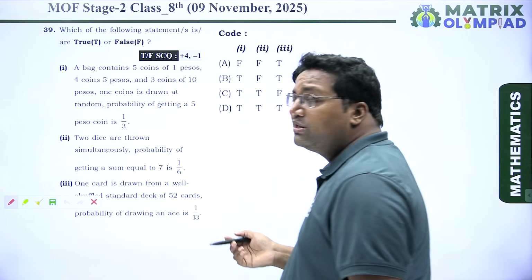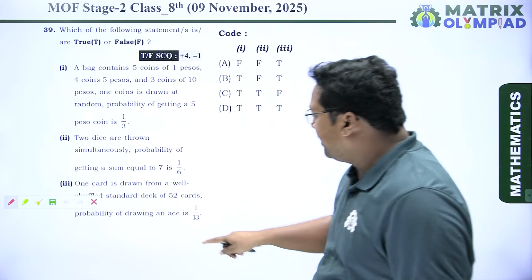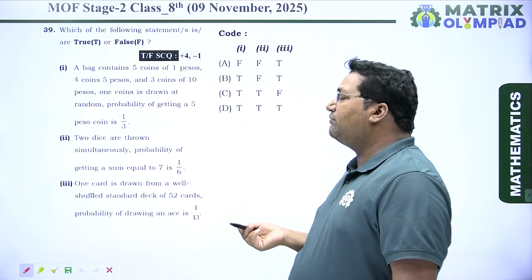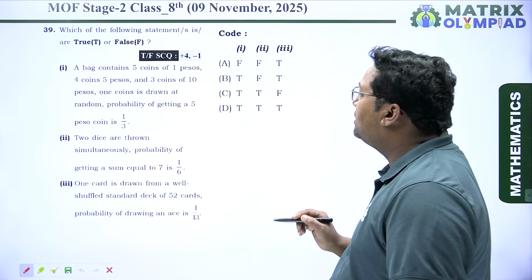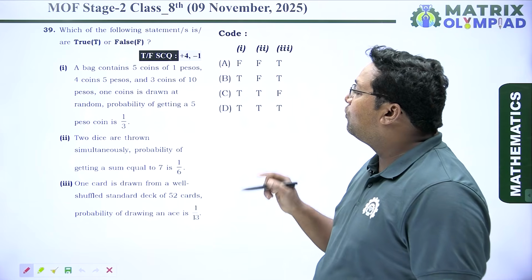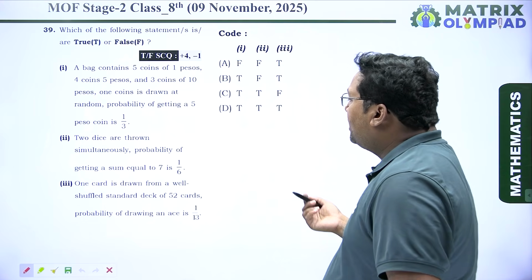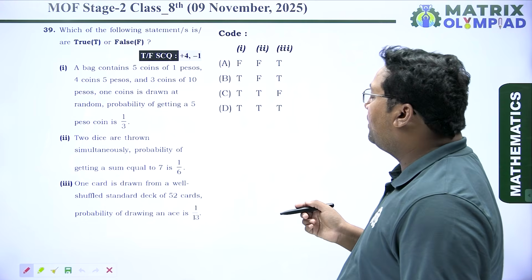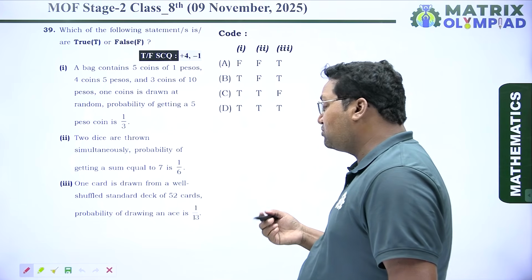Next question is a true false based question. Here 3 statements are given and we have to tell which one is true and which one is false. So first statement is a bag contains 5 coins of 1 peso, 4 coins of 5 pesos and 3 coins of 10 pesos. One coin is drawn at random. Probability of getting a 5 peso coin is 1 by 3.